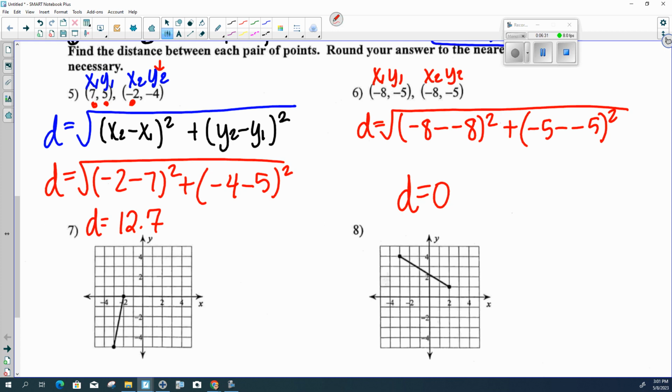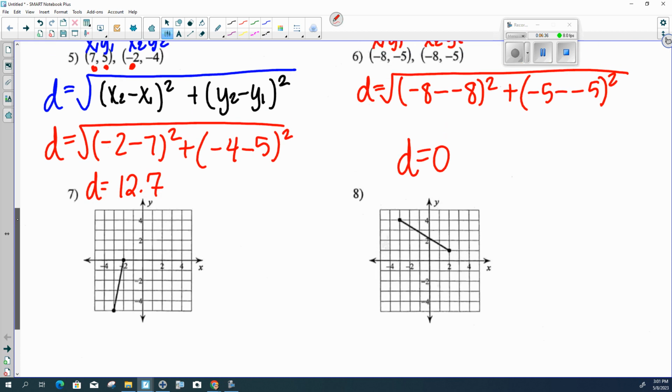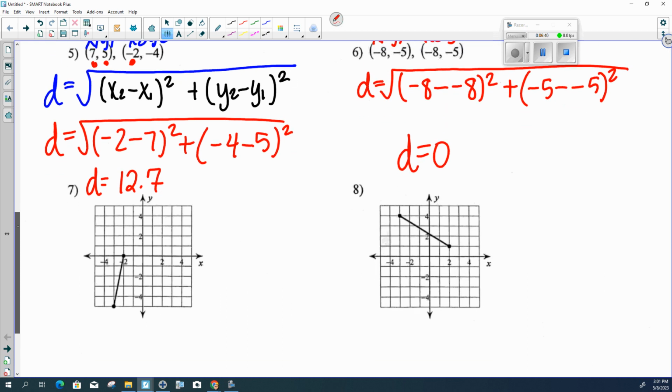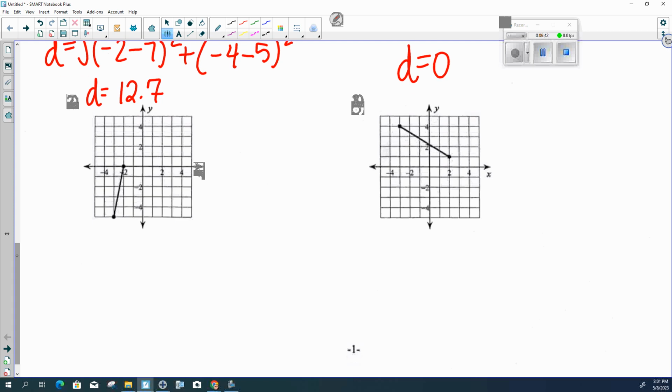I promise on your test they are not 0 units apart. So maybe it was worth going through all of that. Negative 8 plus 8 is 0. 0 squared plus 0 squared. The distance between them is 0. Okay.